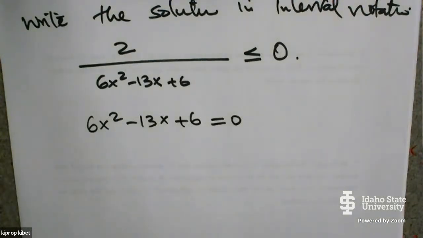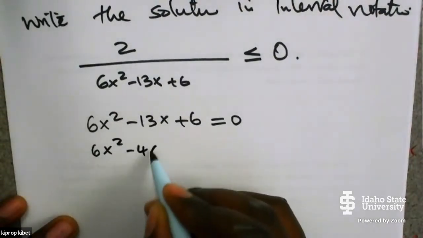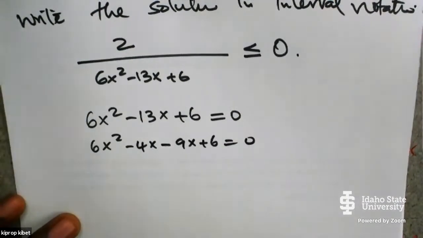So the product is 36. The sum is minus 13. What are the two numbers? Negative 9 and negative 4. So if we take negative 9 and negative 4, we get 6x squared minus 4x minus 9x plus 6 equals 0.